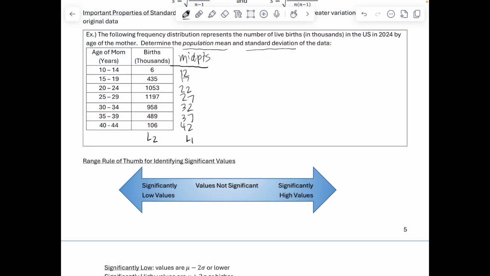From the graphing calculator, we get a mean. I'm going to use mu since this is a population mean of 27.37 years. And then on our calculator again, you need to make sure you look at the sigma x since we are dealing with a population standard deviation. And for this value, we got 6.28 years.